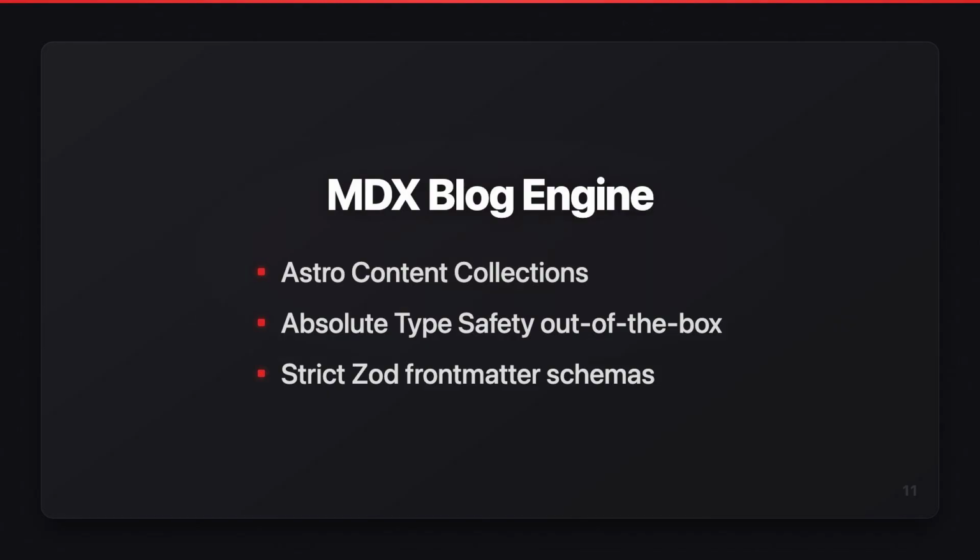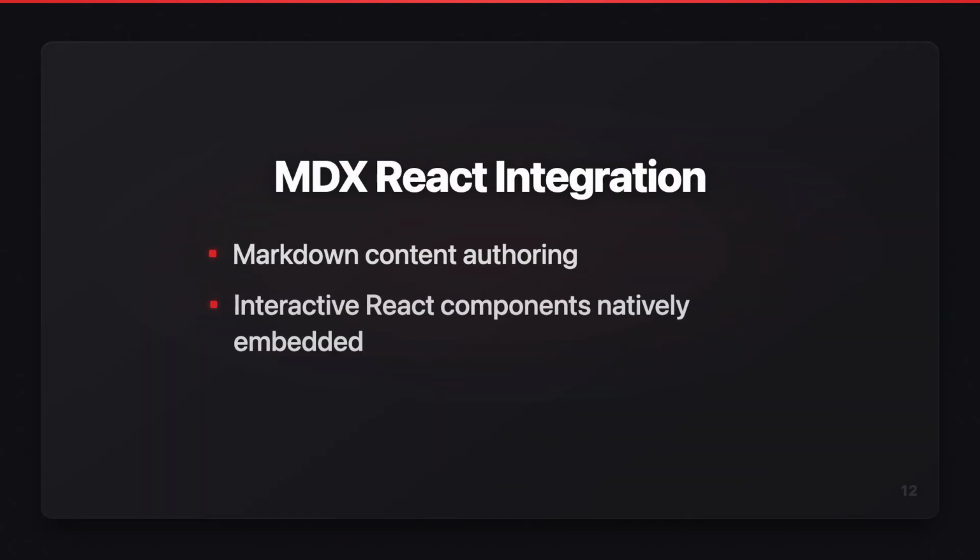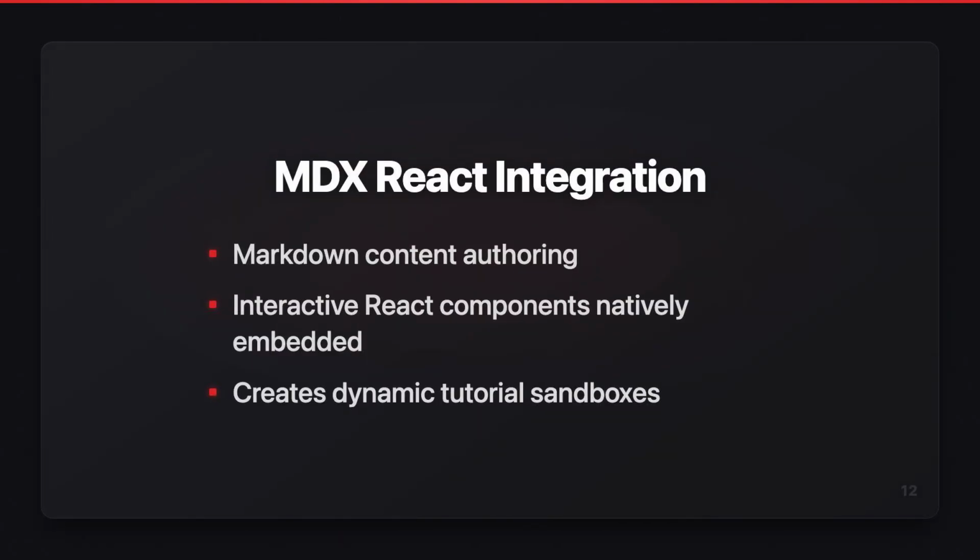Astro native content collections give us absolute type safety. We can define strict Zod validation schemas for all of our MDX front matter, guaranteeing that a missing thumbnail or broken title never breaks the production build. And because we are using MDX, we retain the power to embed live, interactive React elements directly inline within our Markdown text. This turns our tutorials into interactive sandboxes seamlessly.